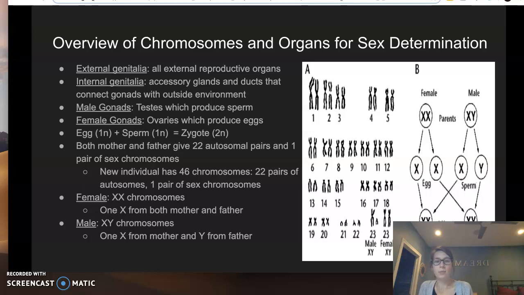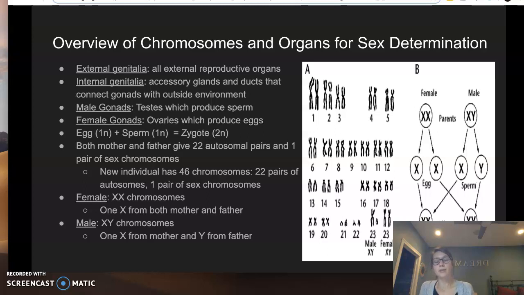And then both the mother and the father also give one pair of sex chromosomes, which helps determine the sex of the new individual. So there are X and Y sex chromosomes, and an important note is that the X is larger, so Y lacks many genes that the X has. So if the new individual is a female, then it will have X chromosomes, and they will have one X from both the mother and the father. And so it is important to note that for females, two X chromosomes are needed for normal female reproductive function.